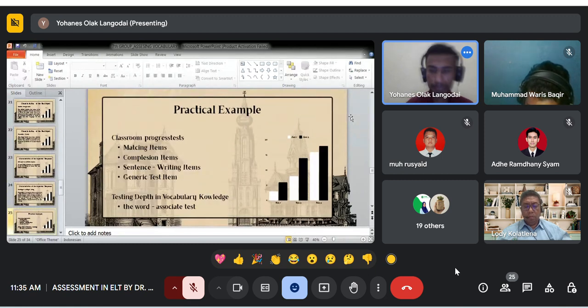And the last, about practical examples. And here is some practical examples in classroom progress tests, such as matching items, completion items, sentence writing items, and generic test items. But for testing depth in vocabulary knowledge, we can use the word associates test.